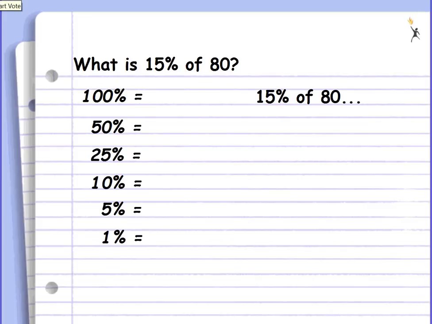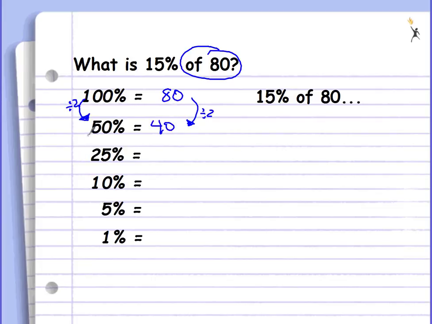Okay, so let's try this. We want to find 15% of $80, or it doesn't have a dollar sign, so 15% of 80. Okay, these are our percent benchmarks. These are the mental ones that you should be able to do in your head. What is 100% of 80? The whole number is 80. 100% of 80 is 80. What is 50%? Well, if I take my 100% and I divide it by 2, I can go from 100 to 50 by dividing by 2. 80 divided by 2 is going to give us 40.